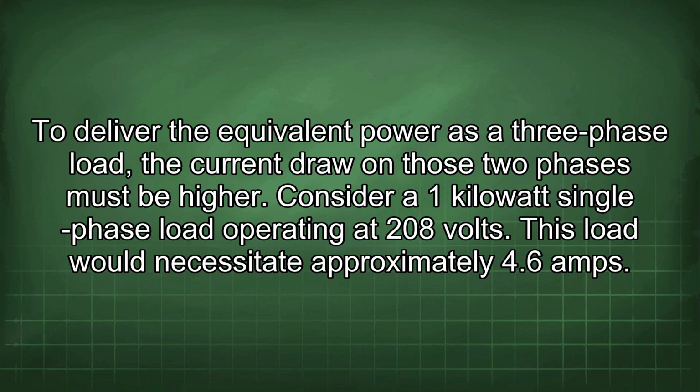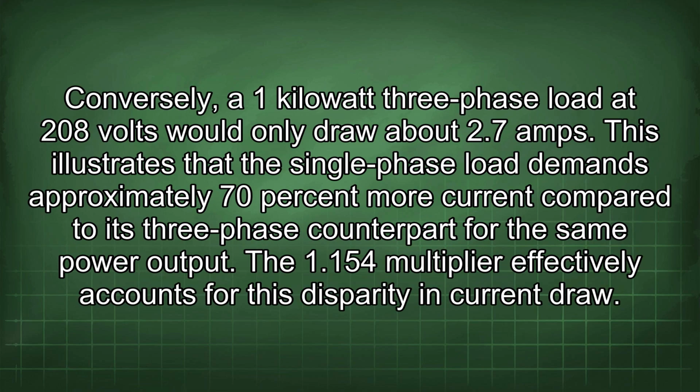Consider a 1 kilowatt single-phase load operating at 208 volts. This load would necessitate approximately 4.6 amps. Conversely, a 1 kilowatt three-phase load at 208 volts would only draw about 2.7 amps. This illustrates that the single-phase load demands approximately 70% more current compared to its three-phase counterpart for the same power output. The 1.154 multiplier effectively accounts for this disparity in current draw.